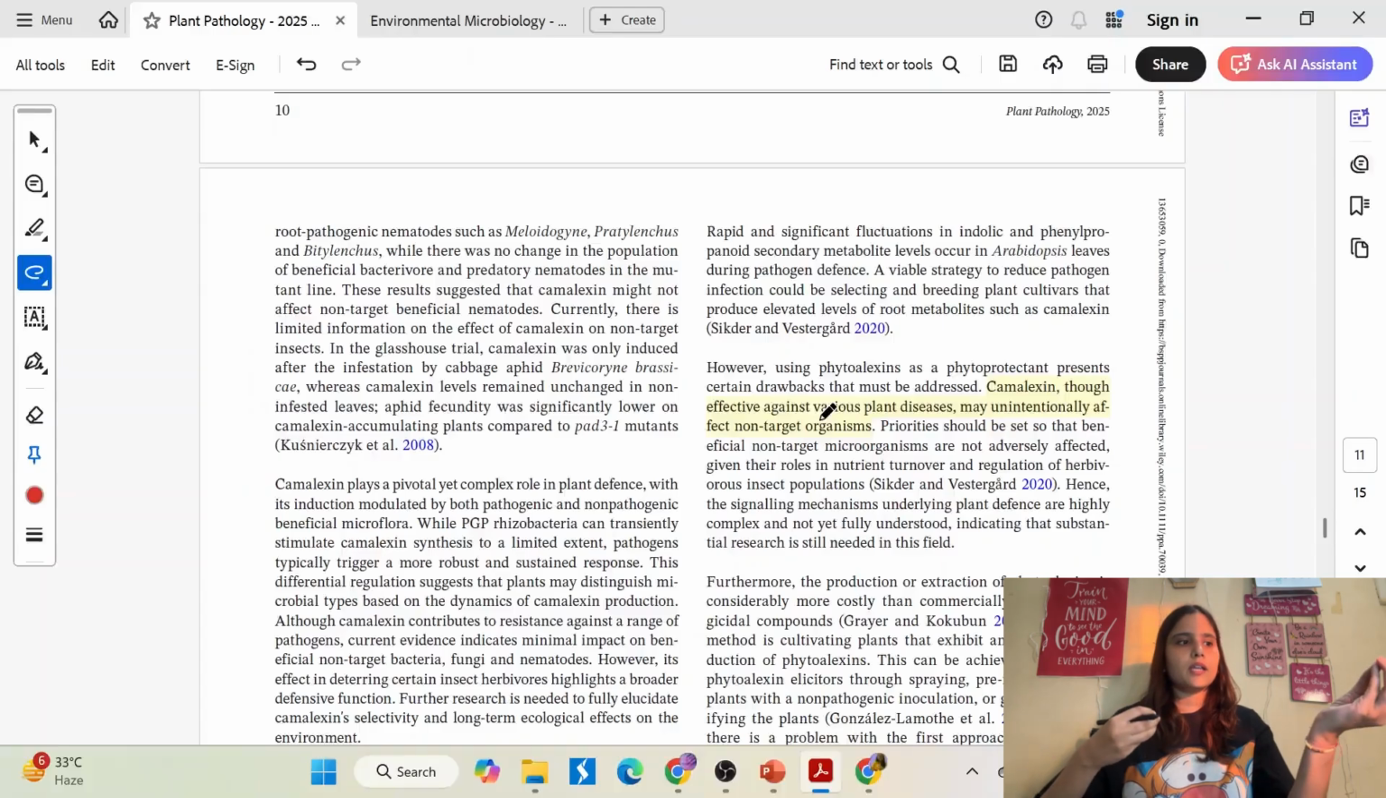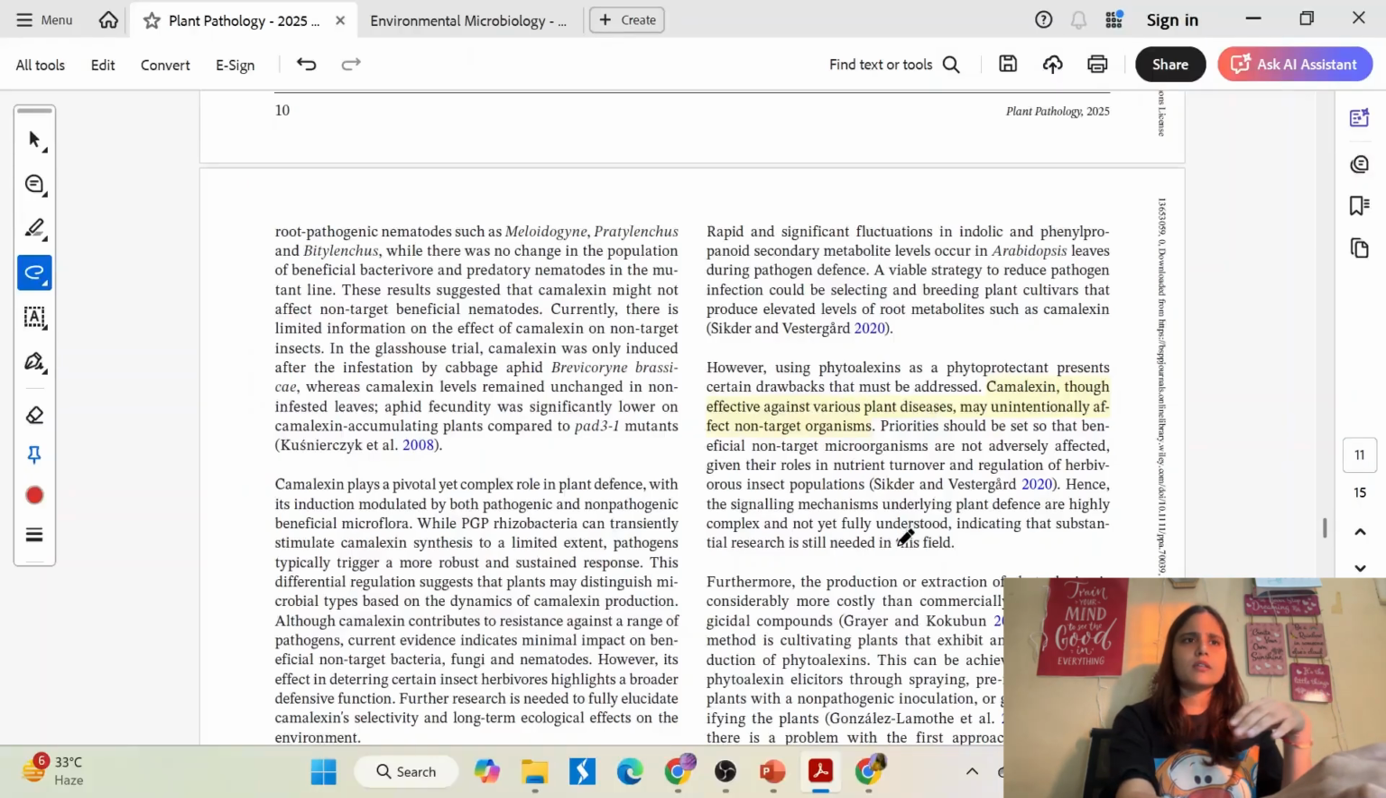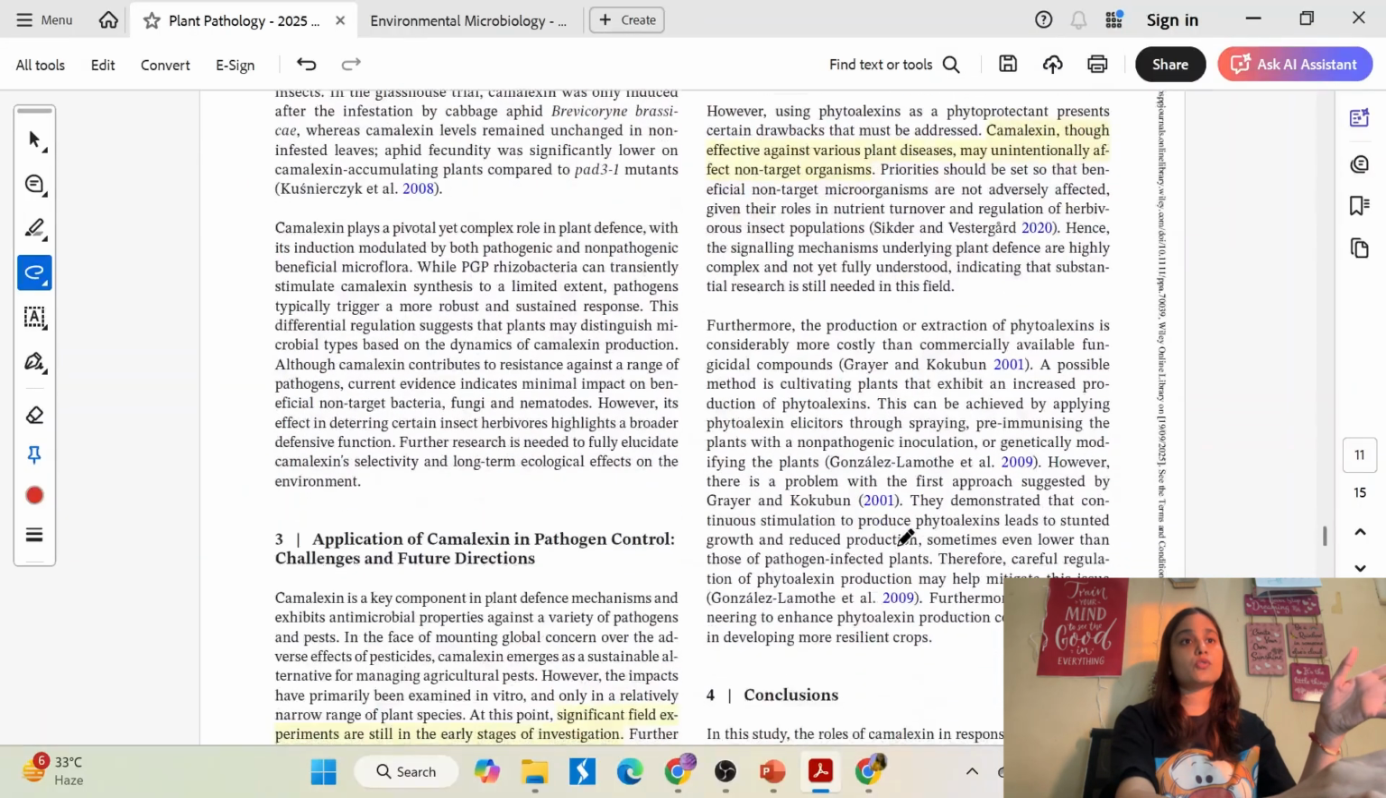Okay, it should not be like I have created a biocontrol formulation and it is suppressing all the microflora which is present over here that are influencing the plant growth. Okay, so negative impact should be less. So that's why they have stated that camalexin, though effective against various plant diseases, may unintentionally affect non-target organisms. Okay, so study in that way is also possible.